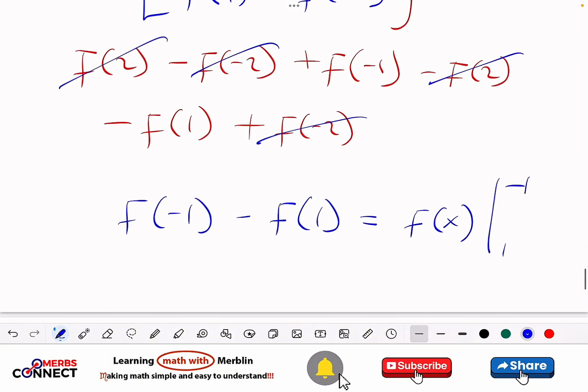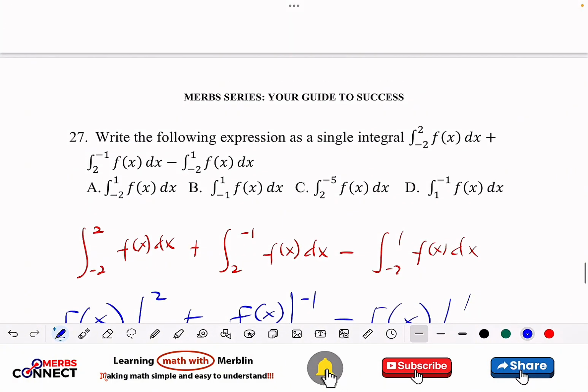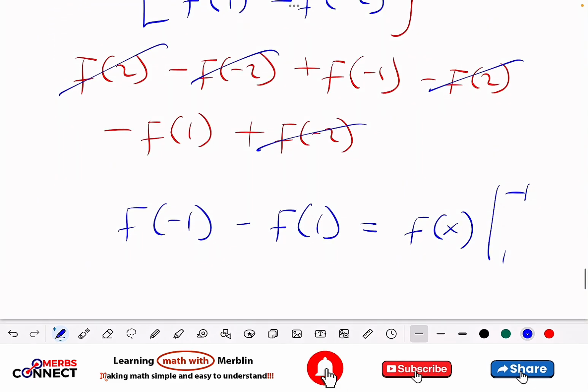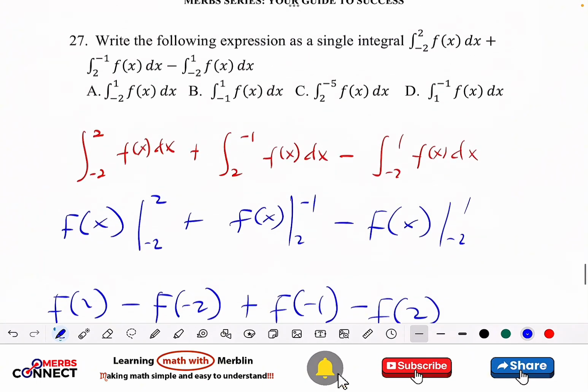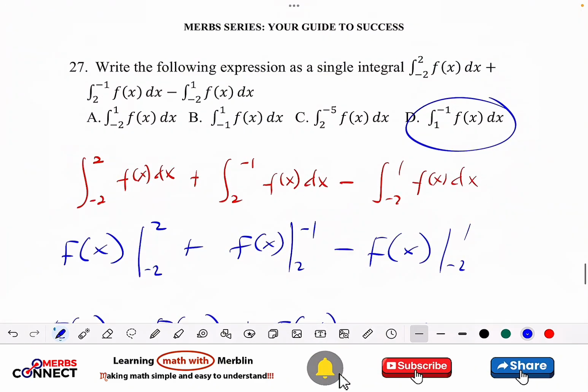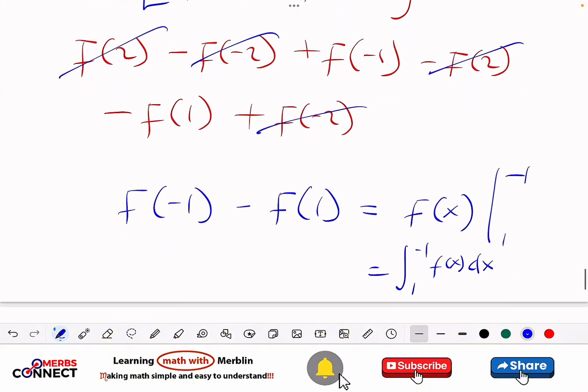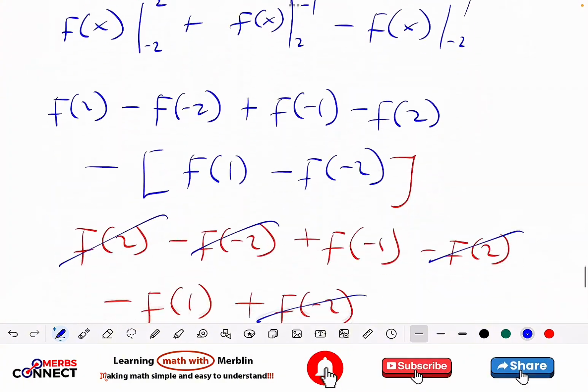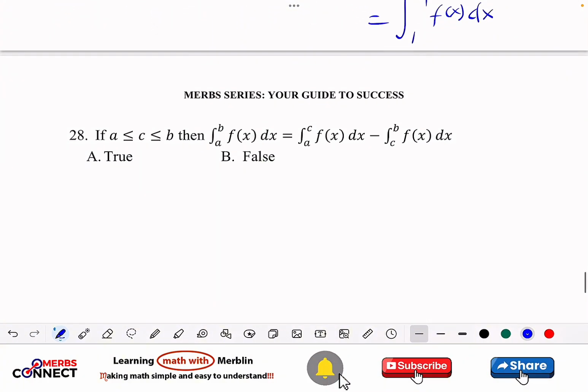Yes. And let me look at the answer given. We can write this too as the integral from 1 to minus 1 of f of x dx. So this is going to give us, I think, d, right? Integral from 1 to minus 1, and then we have dx. Yeah. So that's what we are going to get for 27.